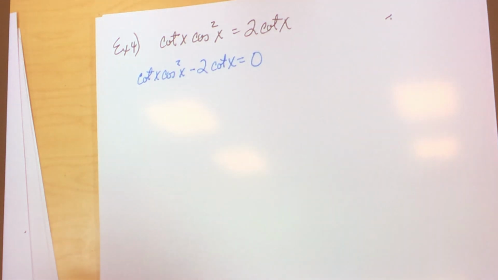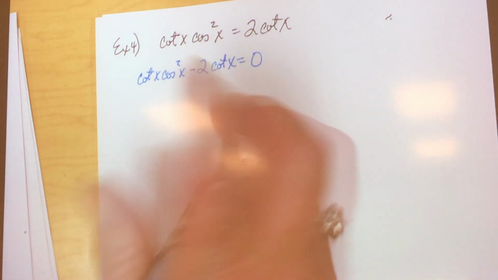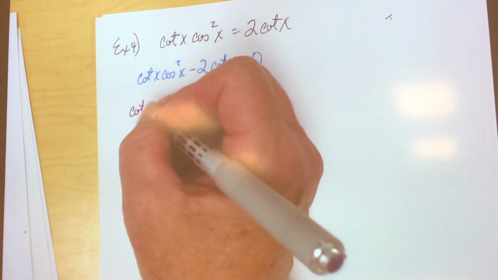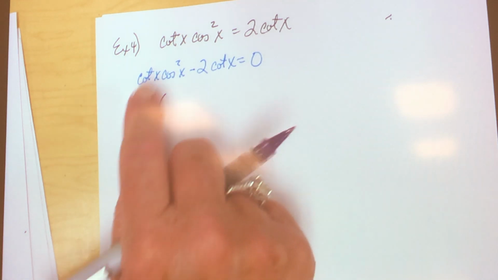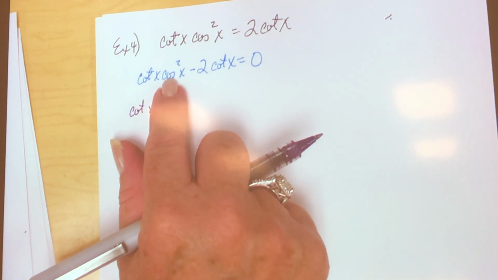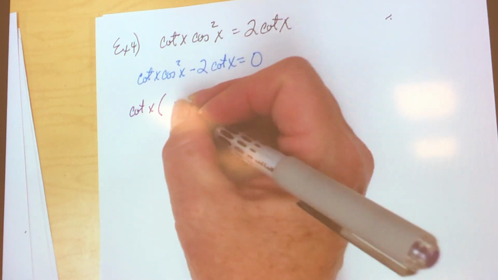If I'm going to factor, remember the very first rule of factoring says, look at them and see if they have something in common that you can take out. What do they have in common? Cotangent. So let's take a cotangent x out. What do you multiply cotangent x by to get cotangent cosine squared? Cosine squared.